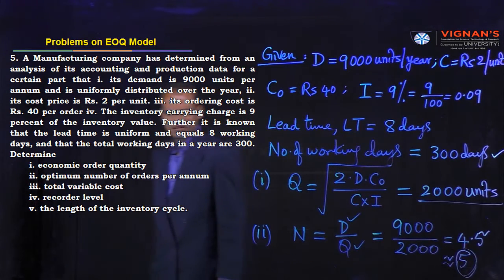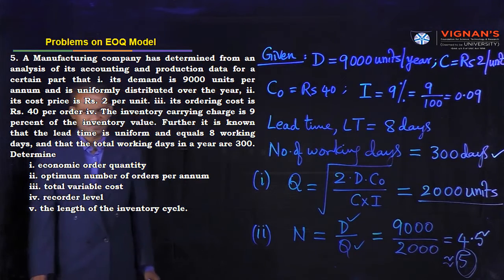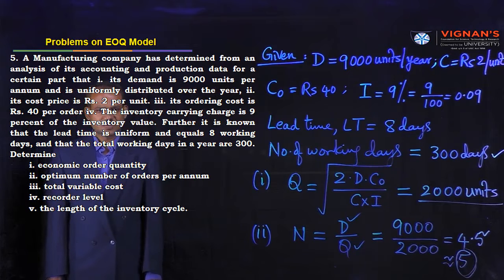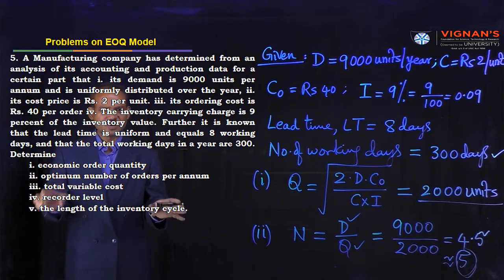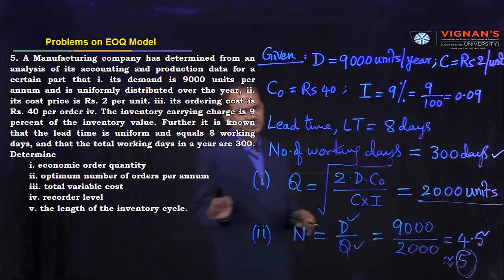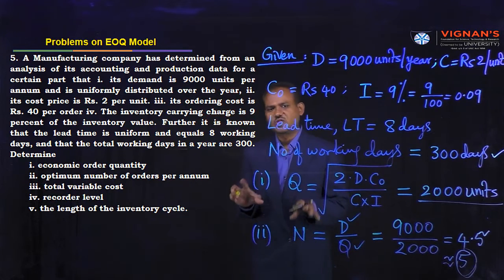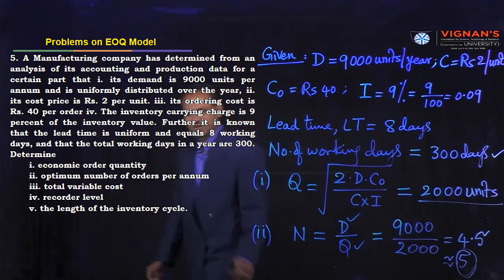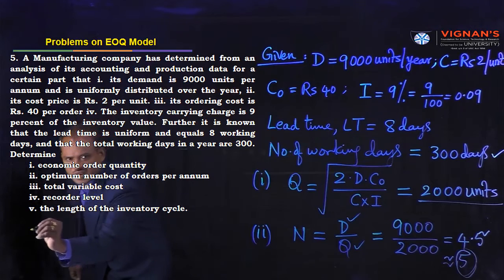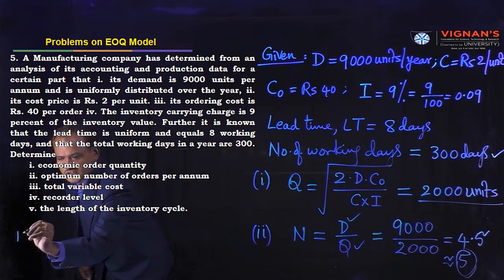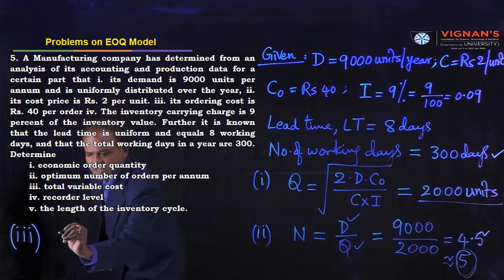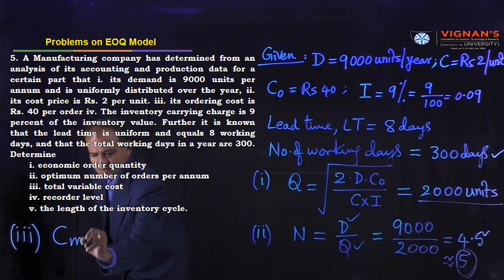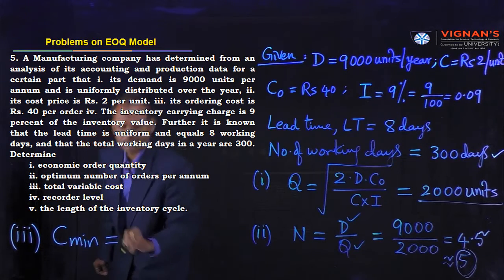Next, coming to the third question, third bit, total variable cost. What do you mean by total variable cost? Inventory cost is nothing but the total variable cost. Total material cost is the fixed cost. Therefore, as per our symbols, this comes under the third question. Total variable cost means minimum inventory cost, C minimum.